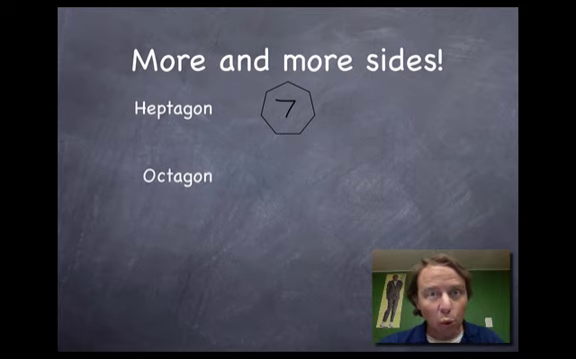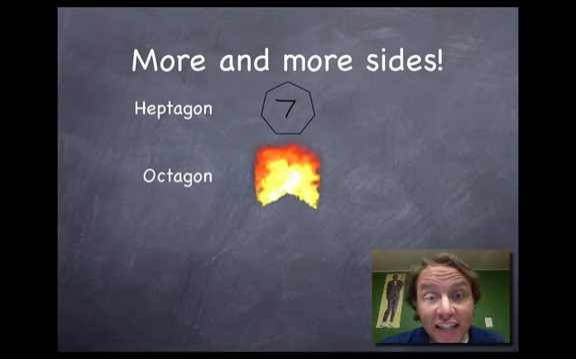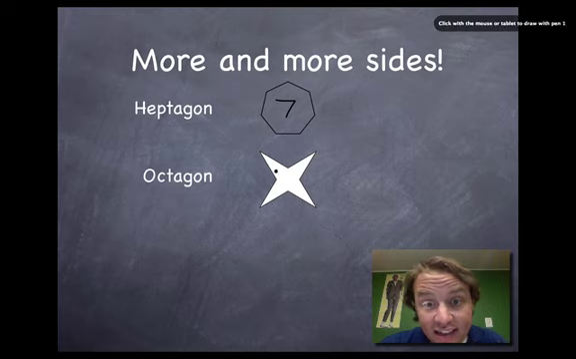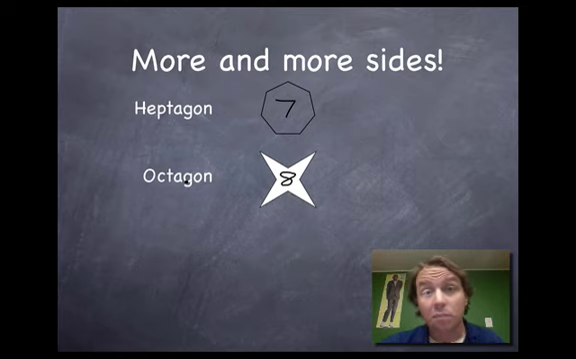Octagon. Ooh, I bet you've heard of an octopus. How many legs does an octopus have? Yeah, 8 legs. Guess how many sides an octagon has? Yeah, it has 8 sides. Woohoo! Let's keep going. So oct means 8. Ooh, now you know why they call it an octopus, right?